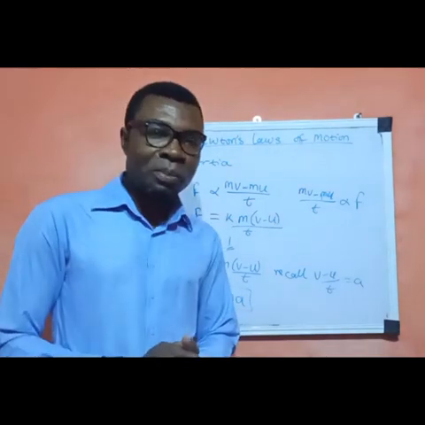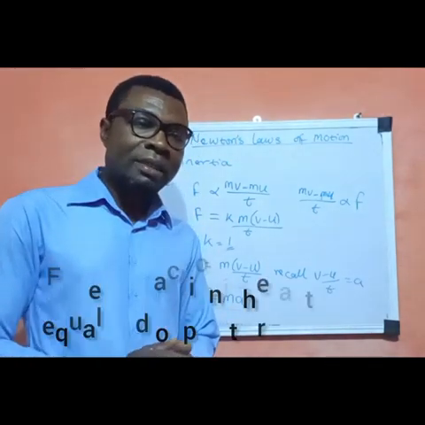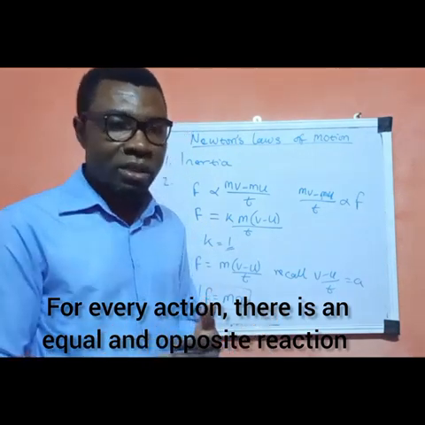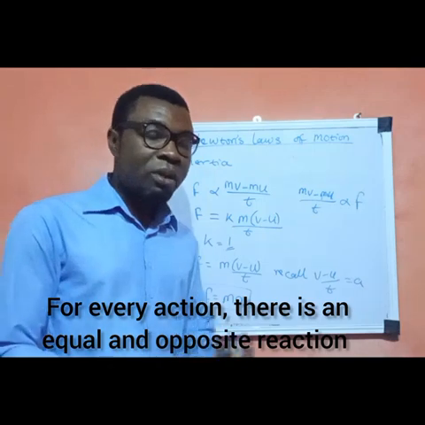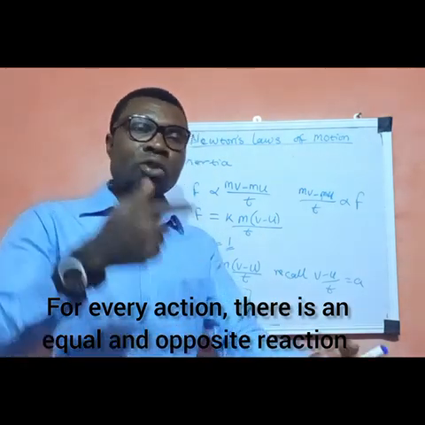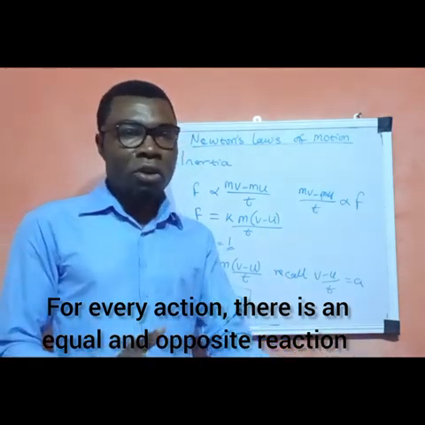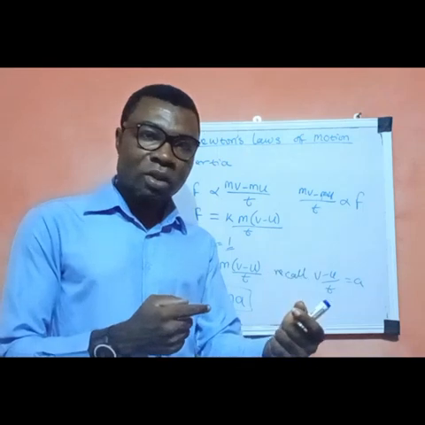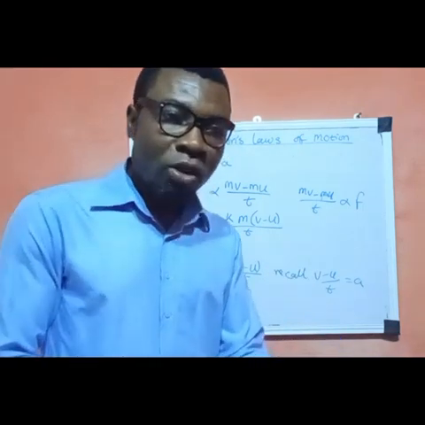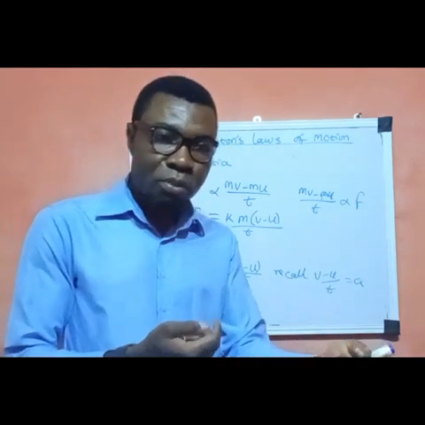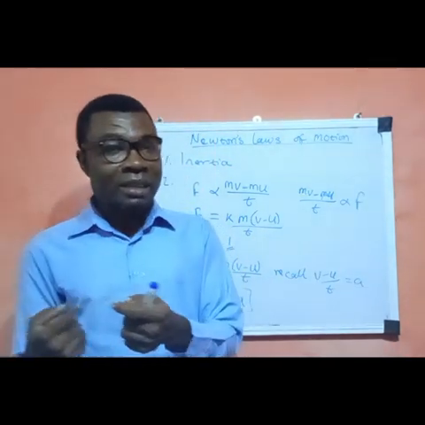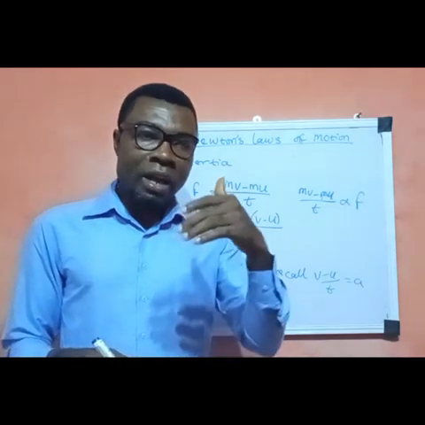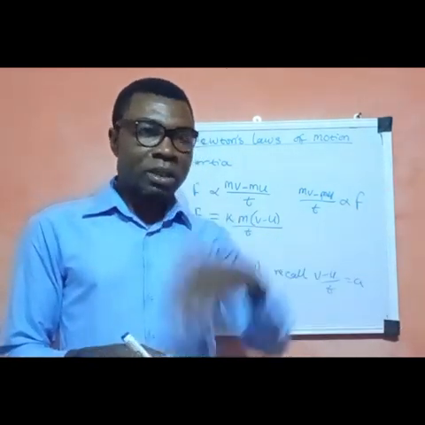While the third law states that action and reaction are equal but opposite. What does that mean? That to every action, there is an equal and opposite reaction, like in the recoil of a gun. If you fire a bullet out of the gun, you realize that there will be an opposite force, a force pulling the gun backwards. That is an equal and opposite force. That is, to every action, there is an equal and opposite reaction.